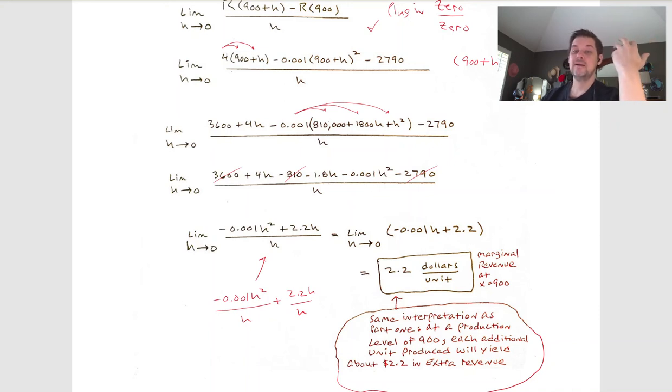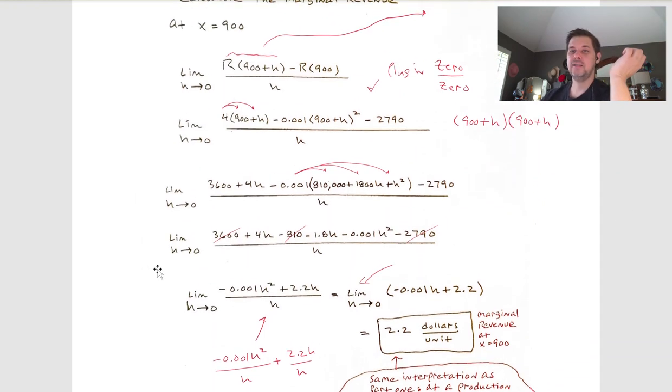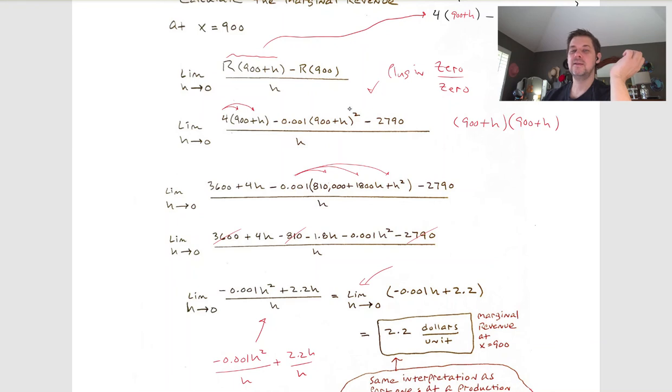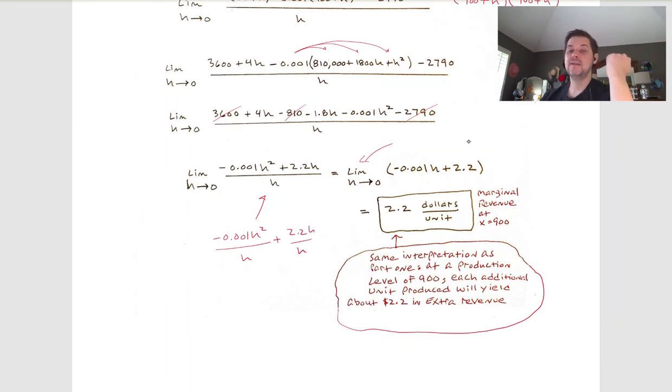Now, ultimately, I needed to do this limit. And maybe I tried to plug in from the beginning and it yielded 0 over 0, which I just can't work with. So then I had to do all the simplifying. And finally, I get down to this point where I can achieve that limit by just plugging in at this point. So what happens if you let h be 0? What's negative 0.001 times 0 plus 2.2? It's 2.2. Okay, so there's your marginal revenue at a production level of 900.